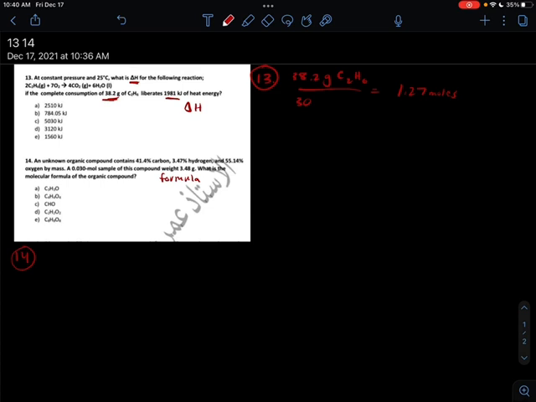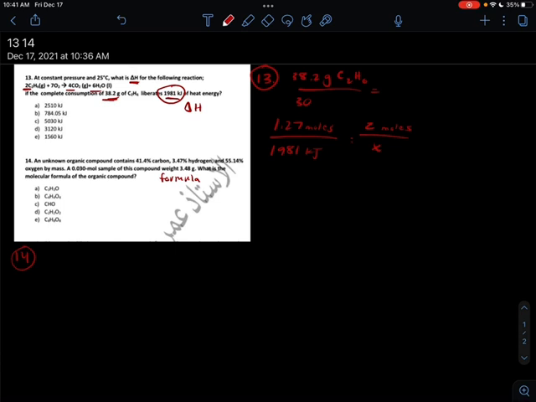So with that 1.27 moles, we know that it releases 1981 kilojoules of heat. So we can now set up a ratio. In the problem, this 2 right here is saying that if 2 moles of ethane are burned, then 4 moles of CO2 are produced and 6 moles of water are produced. So we can set that up in a ratio. If 2 moles are combusted, then a certain amount of heat is going to be released.